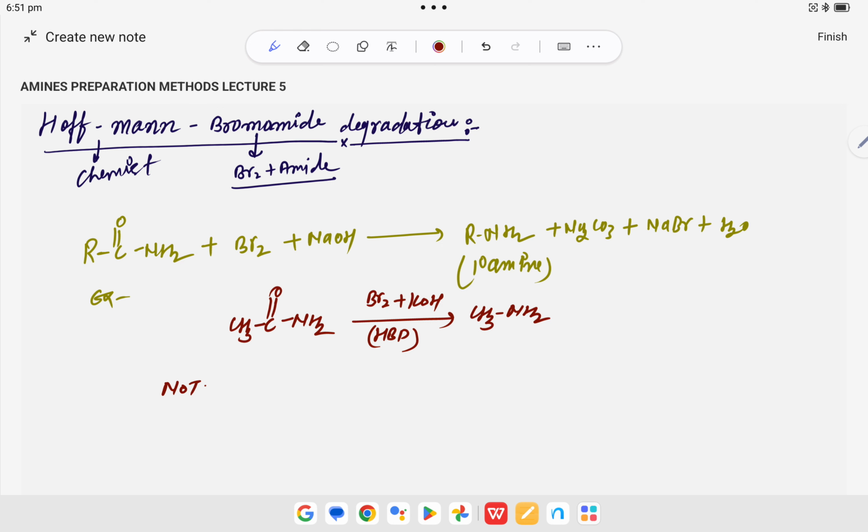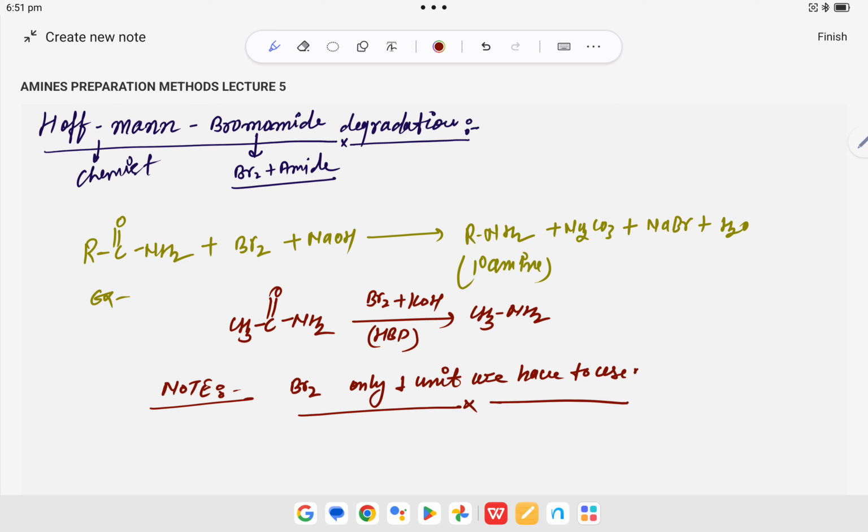One important point you have to write: only 1 unit of Br2, bromine, we have to use. That is the condition for Hoffmann-Bromamide degradation. Let's talk about the mechanism, children, the HBD mechanism.